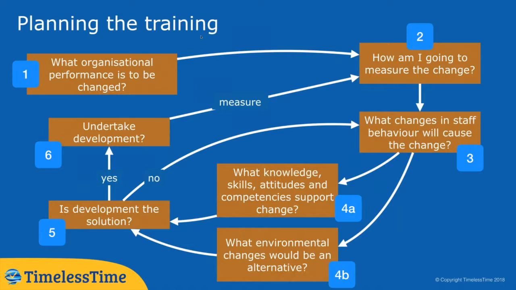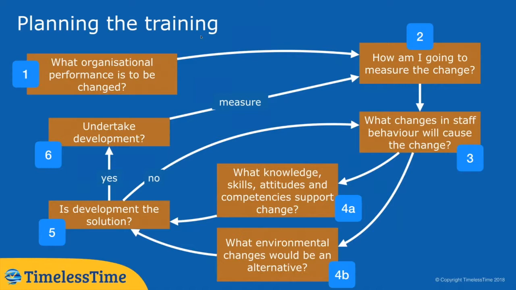You've got the first running through in numerical sequence. Number one, what are you trying to do? What's the performance that's to be changed? Number two, how am I going to measure it? Not wait until the end, but how am I going to measure it? What changes in behavior will I be happy with, will actually mark the change?